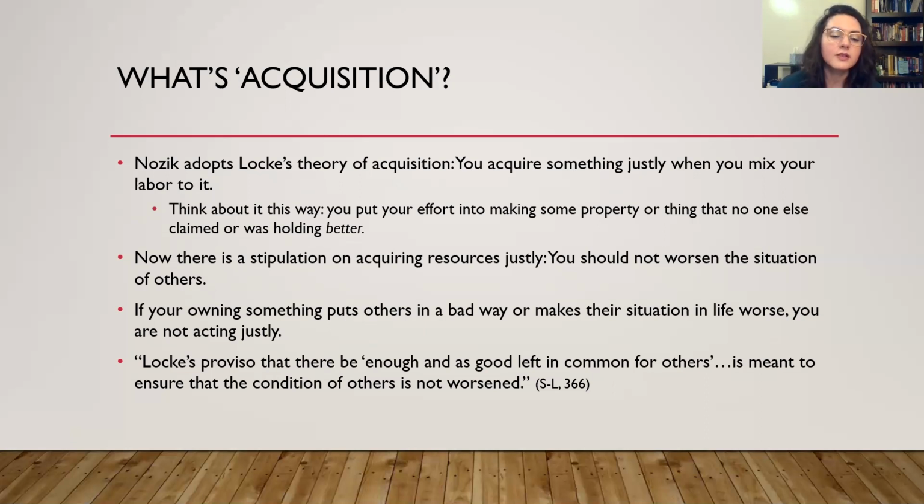So Nozick says Locke's proviso that there be enough and as good left in common for others is meant to ensure that the condition of others is not worsened. So basically, our acquisition of something should not trample over top of other people. It shouldn't make their life worse.